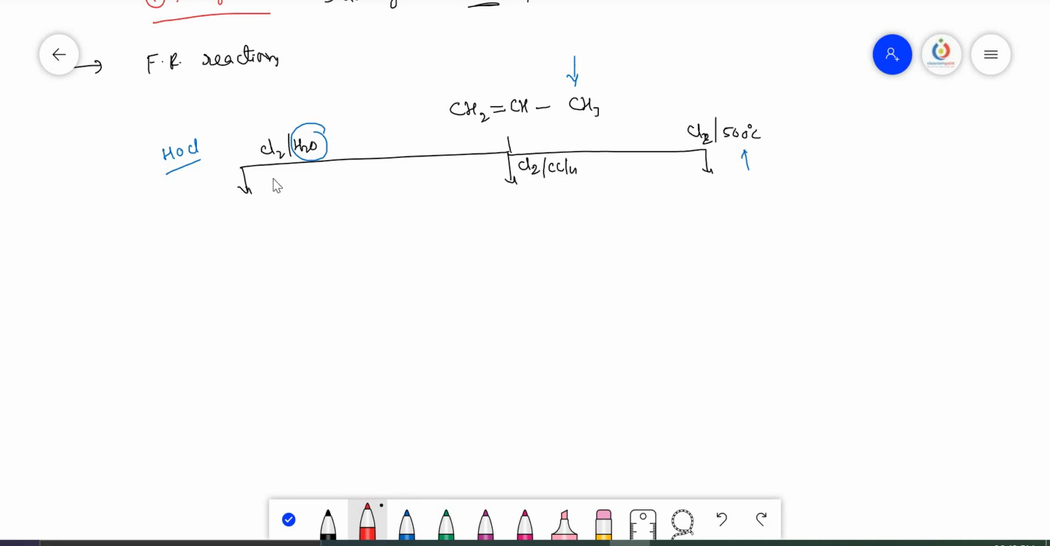The products we are going to get here: HOCl dissociates into OH minus and Cl plus. The positive part of the reagent will be added to the double bonded carbon with more number of hydrogens. So we get the molecule CH2Cl-CH(OH)-CH3, and the second one is CH2Cl-CHCl-CH3. These two are addition reactions, and temperature is used so that it attacks the allylic position, so that the double bond will not get affected.